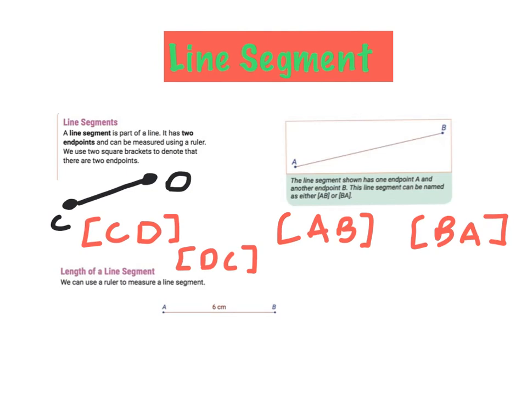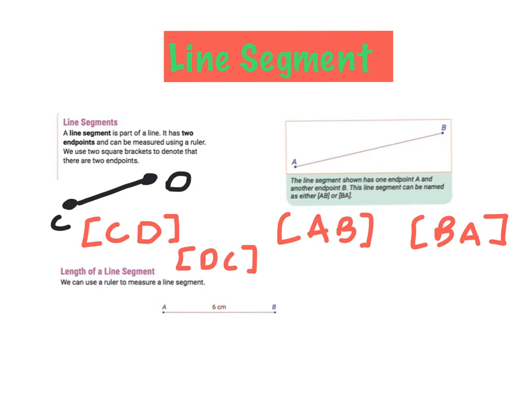And then as we said earlier, you can measure a line segment using a ruler, okay? So for example, there, between AB, they're saying that's 6 centimeters, okay? So if you had a line segment, you can measure it using your ruler, okay? So that's the difference with your line segment and then your ray or your line. You can't measure them because they go on indefinitely, but your line segment has two endpoints, so we can measure it using a ruler.